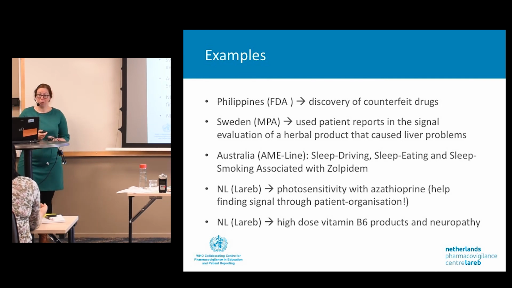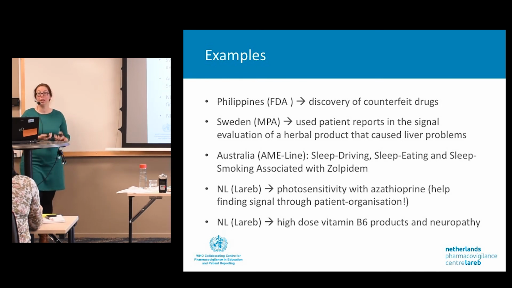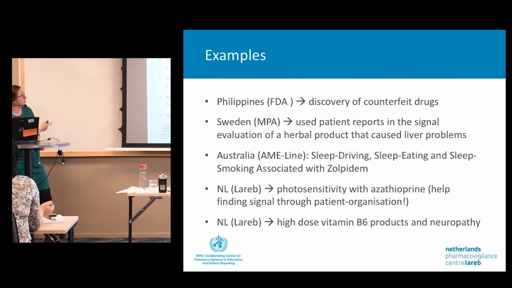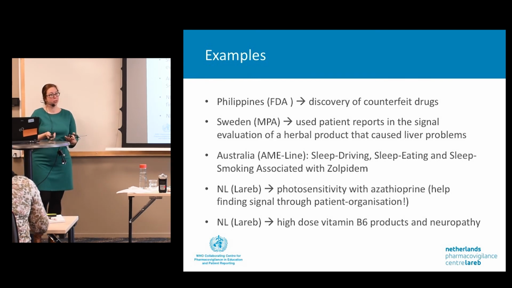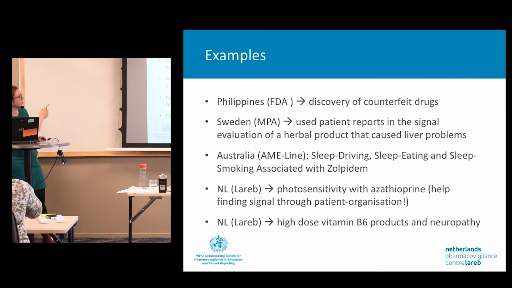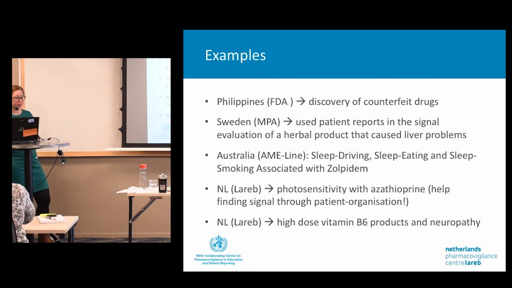In Sweden, the Medical Products Agency has found a signal with a herbal product that caused liver problems. Also, I think this is one of the gaps you might have with healthcare professional reports, that they often don't know what kind of other medications a patient is using. For instance, herbal drugs or vitamins, as our own signal is about. The colleagues from Australia, they have the official Pharmacovigilance Centre, the TGA, but they also have this adverse medicines event line that patients can call to make their report, and those reports are sent to the official center.